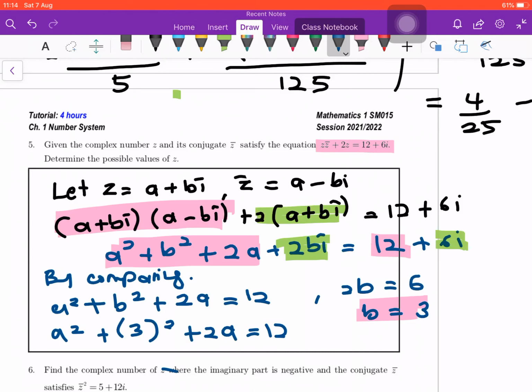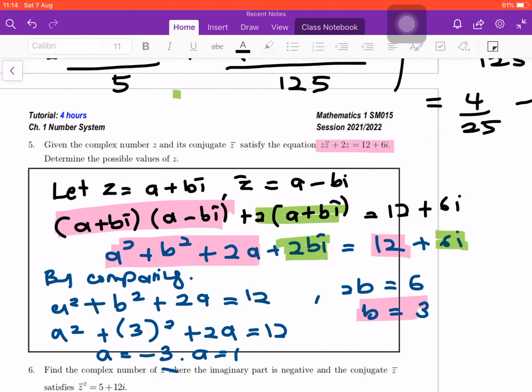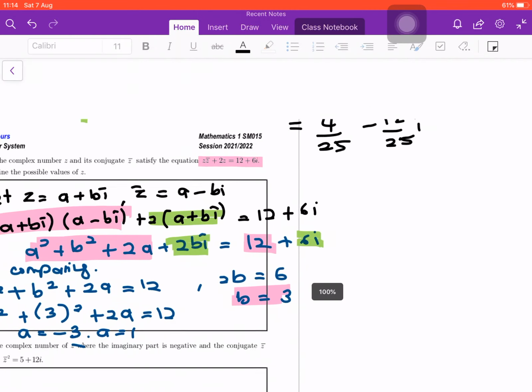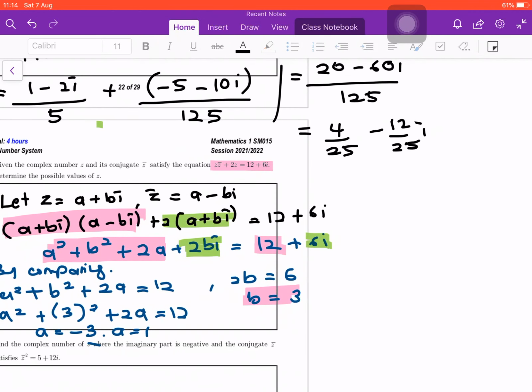So dekat sini saya tak akan tunjuklah step by step untuk dia punya solving. You boleh try on your own. So you should get the answer kat sini, you should get a equal to -3 and a is equal to 1. So dekat sini awak dapat 2 values of a. Okay, 2 values of a. So sekarang dekat sini, okay, kat sebelah ni kita nak write down the answers.